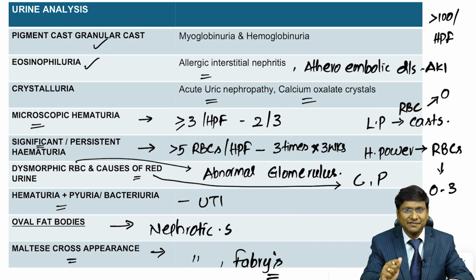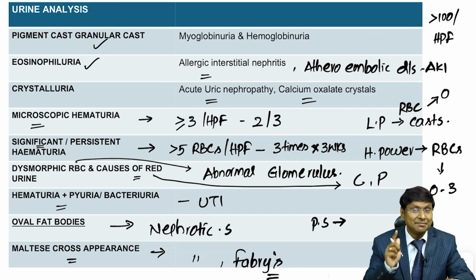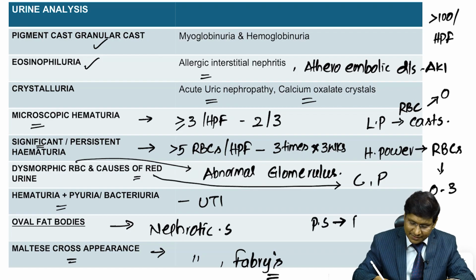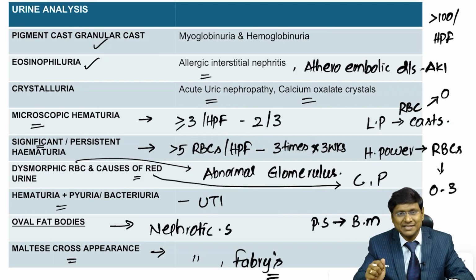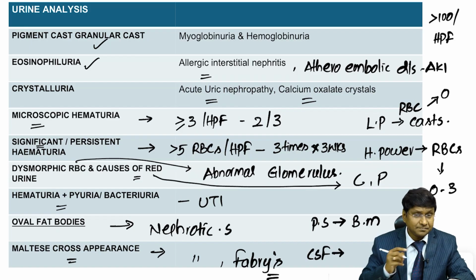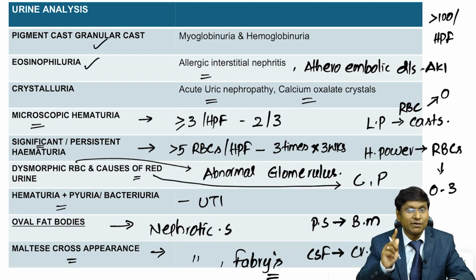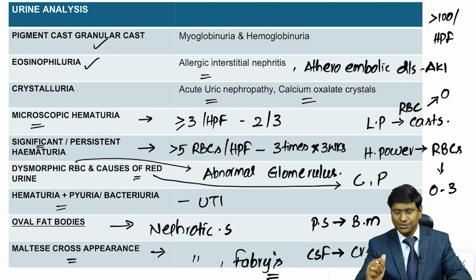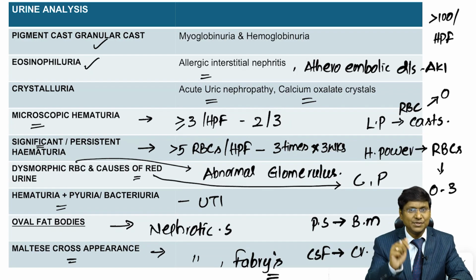Then in the peripheral smear, Maltese cross appearance is seen in case of Babesia microti. And CSF analysis showing Maltese cross appearance is observed in cases of cryptococcal meningitis. So this is about the Maltese cross appearance in the urine sample.